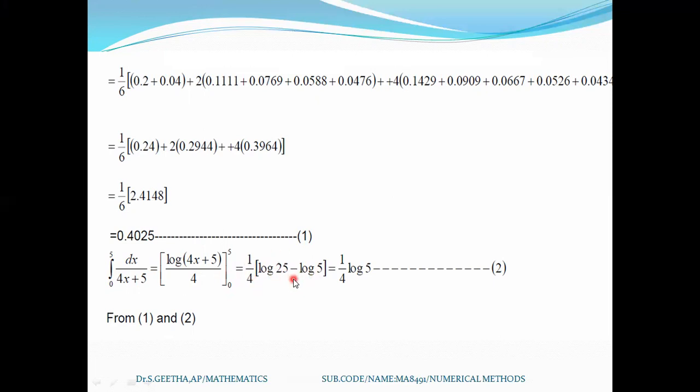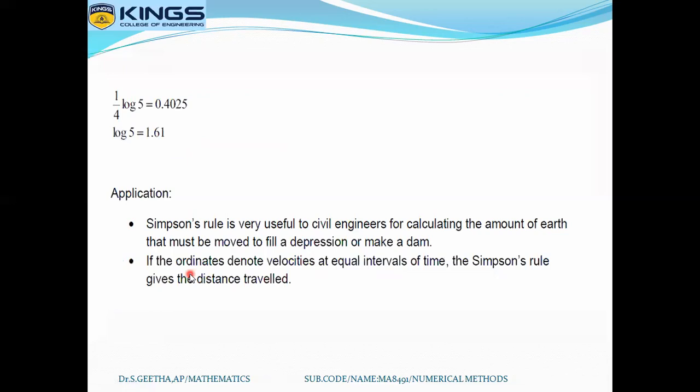Log a minus log b is equal to log of a by b. By using logarithm function properties, this can be written as log of 25 by 5, which is equal to log 5. This is 1 by 4 log 5. Now, on comparing these two, we can write 1 by 4 log 5 is equal to 0.4025. Hence, log 5 is equal to 4 into 0.4025, which is equal to 1.61.